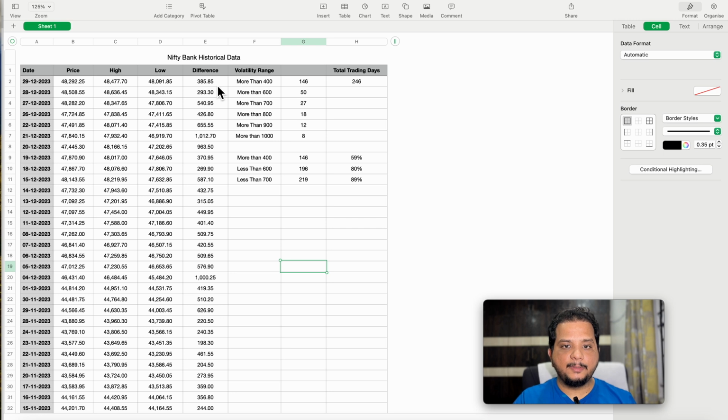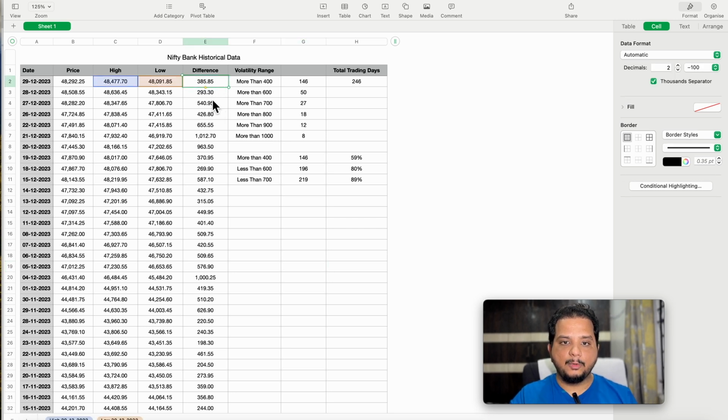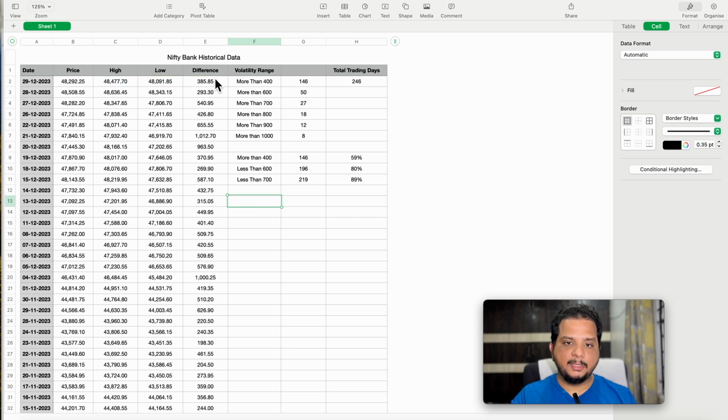The high and low difference you can immediately calculate in the Excel sheet by formula, and I have done the same thing for the whole year. This 385, 293, 540, and so on. For this 385 means from top to bottom of that trading day, Bank Nifty moved only 385 points. Bank Nifty traded only between this 385 points from top to bottom.